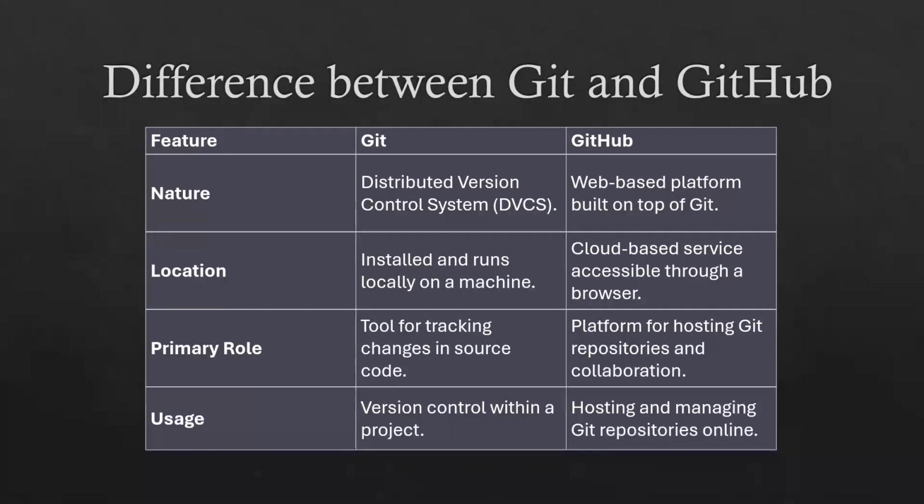Primary role: Git is used as a tool for tracking changes in the source code, whereas GitHub is a platform for hosting Git repositories where multiple people can collaborate. Talking about the usage feature, Git is version control within a project and GitHub is hosting and managing Git repositories online. These are the basic differences. The point to note is that Git is a tool and GitHub is a web-based platform, and using Git we can communicate with the web-based platform GitHub.